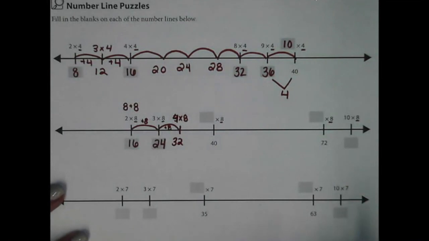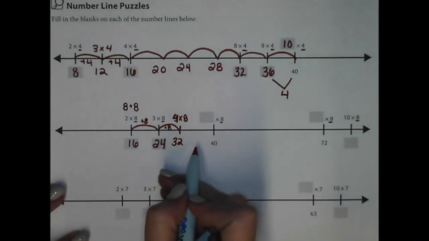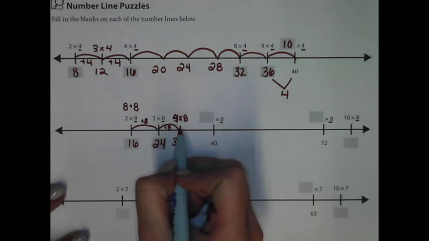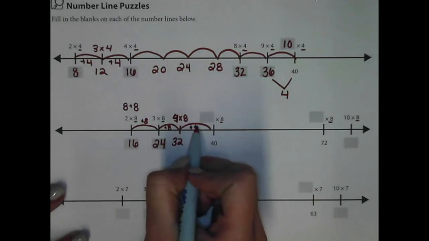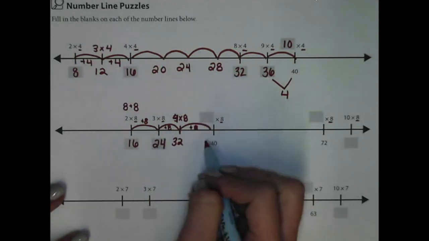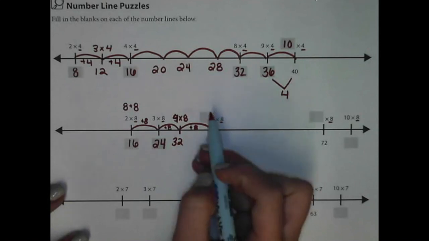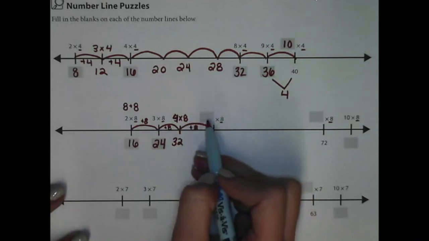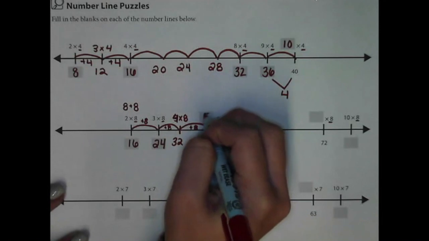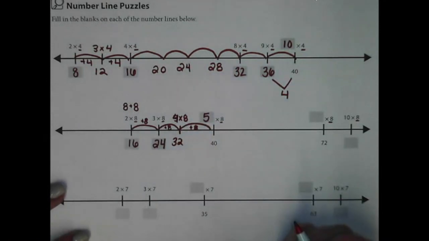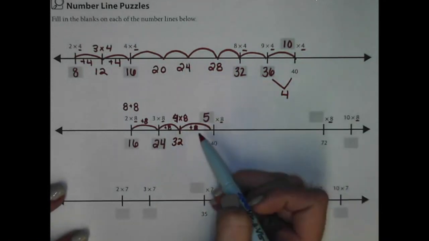I'm going to look. I still see a difference, so I'm going to make another jump of 8 and see where I land. Plus 8, and that's going to get me to 40. So if this was 4 times 8 and I made another jump, this must mean that 5 times 8 equals 40. I'm in my same spot again.